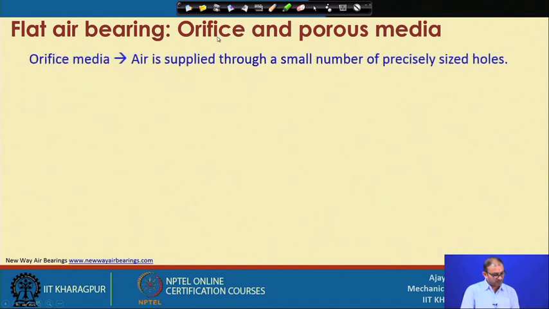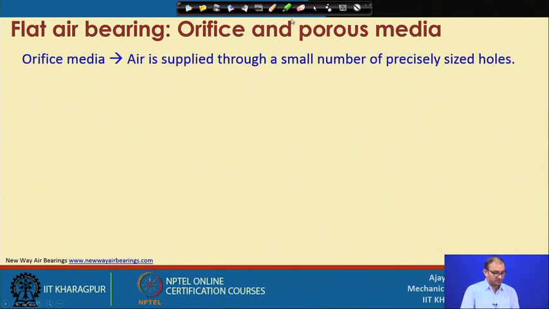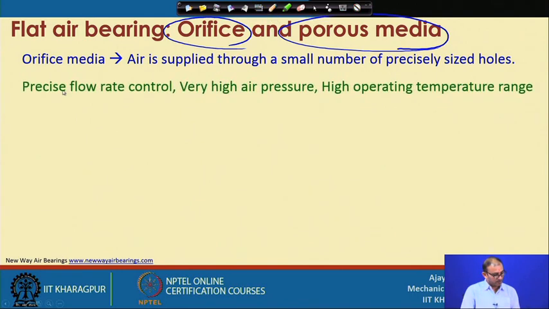right. So, what are the two things? There are two ways you can supply the air through this particular part. One is called the through orifice and another is called the porous media. So, when you are talking about orifice media, that means air is supplied through a small number of precisely sized holes, and there is precise flow rate control, very high pressure rate and high operating temperature range.